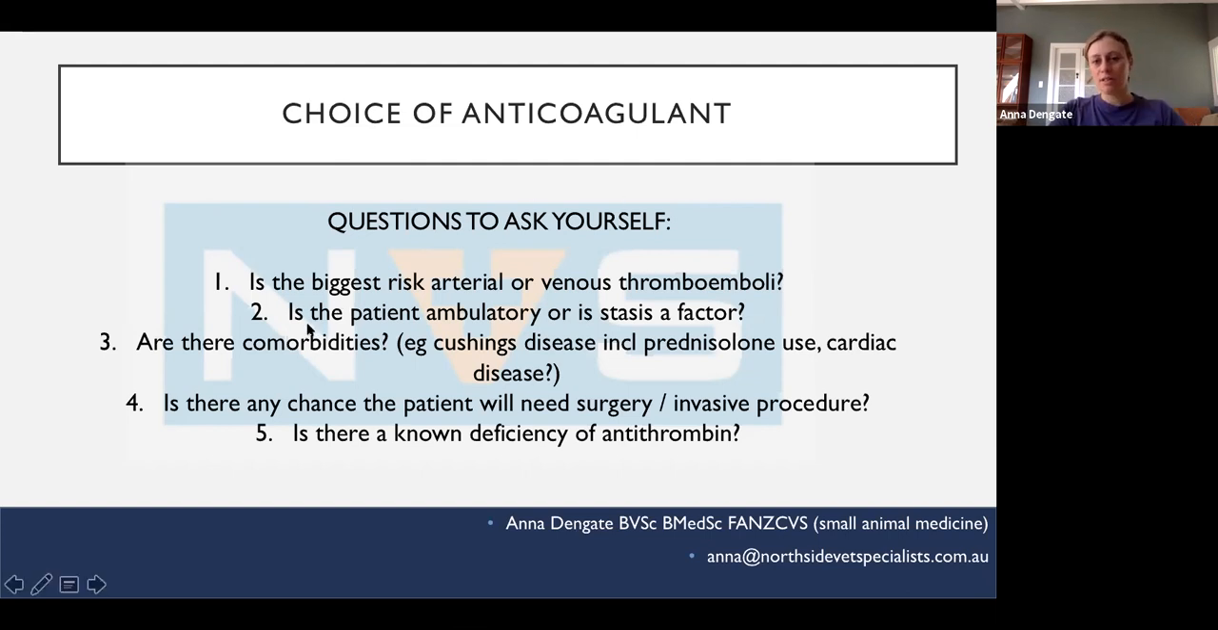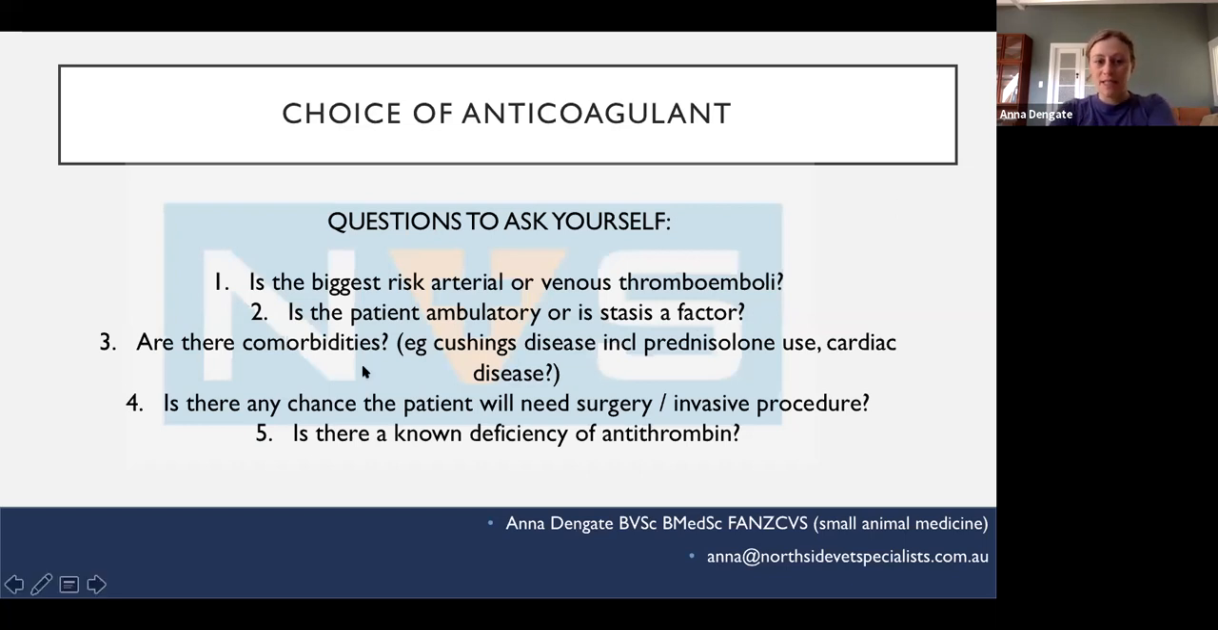The other component of increased risk of thrombosis is stasis. So is the patient ambulatory, or is stasis a factor? Does this IMHA patient have concurrent cardiac disease and we're dealing with some left atrial stasis? Or are they non-ambulatory and therefore more likely to get venous thrombosis from decreased skeletal muscle facilitating venous drainage?